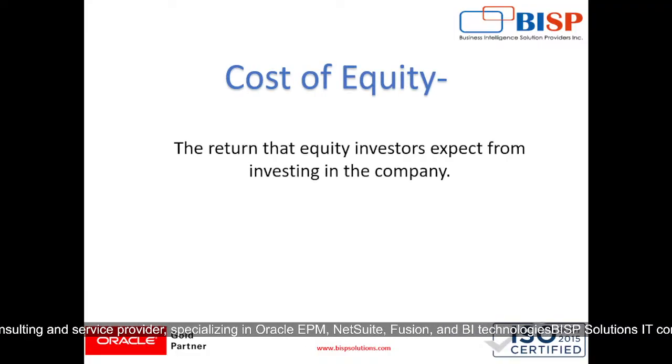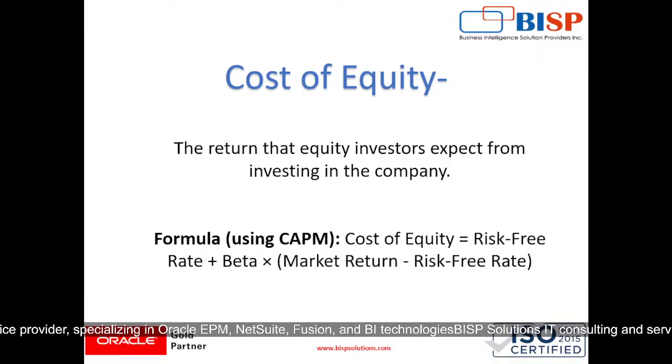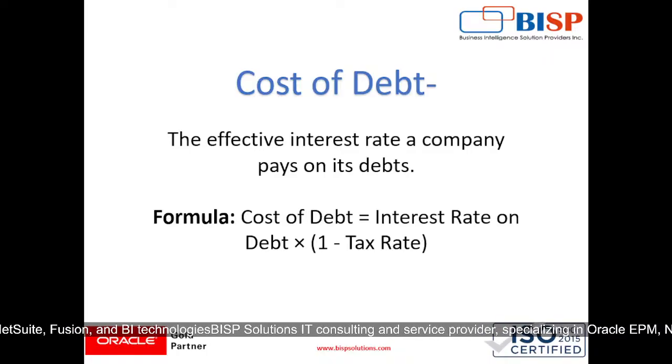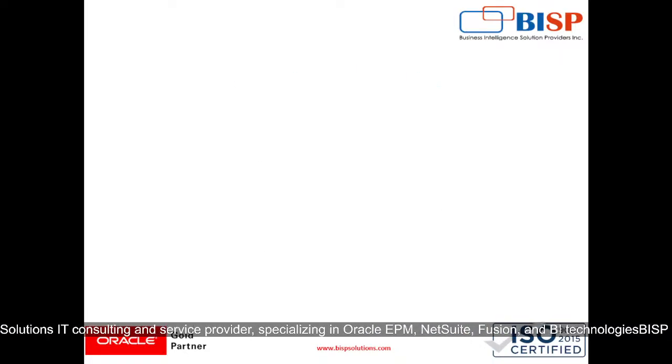So cost of equity is the return that equity investors expect from investing in the company. For that, the formula used is cost of equity equals risk-free rate plus beta into (market return minus risk-free rate). Then comes our cost of debt, which is the effective rate of interest a company pays on its debt. For that calculation, we will be taking interest rate on debt into (1 minus tax rate).